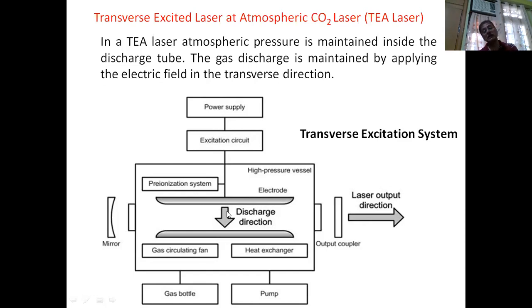The advantage is because now the gap is a smaller one. The transverse direction is very small. Therefore, even a small potential difference is able to produce a large electric field for the discharge. And therefore, the discharge can be done very conveniently, even at lower potential difference.